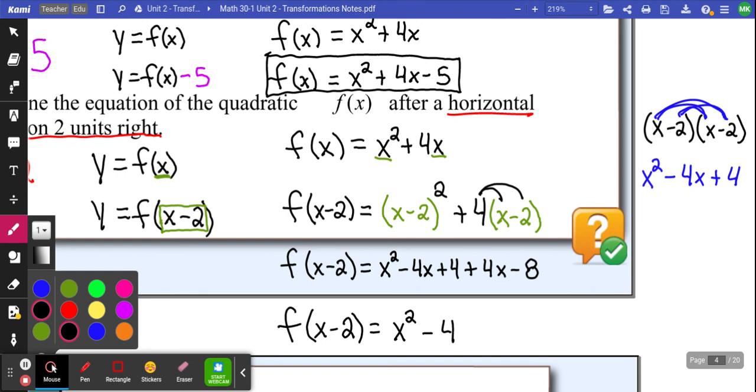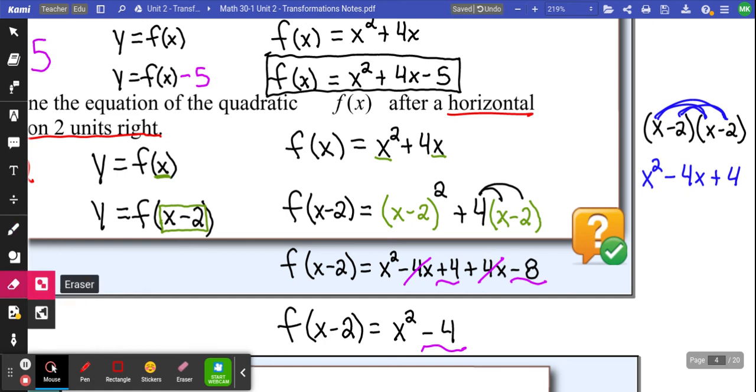Looking at me like I'm crazy again. Did I mess something up? Do you see me? I'm combining like terms, yeah? So minus 4x plus 4x cancels out. Plus 4 minus 8 is minus 4. Yeah. Yeah, it was a long week off, eh?